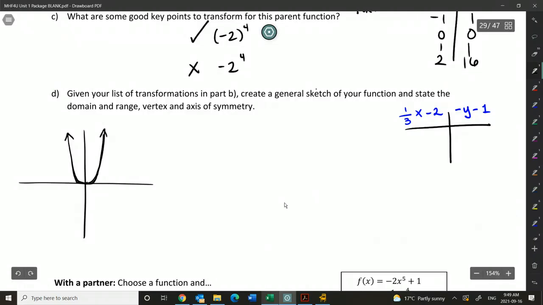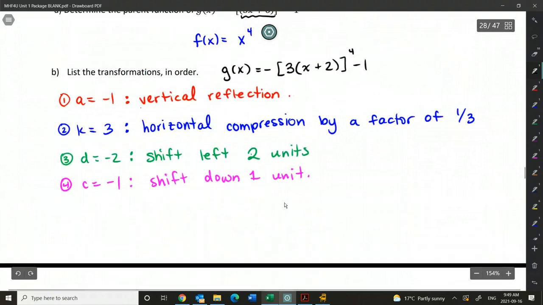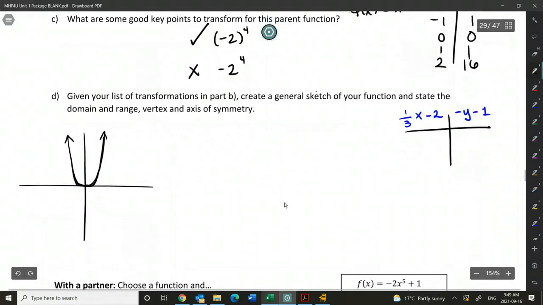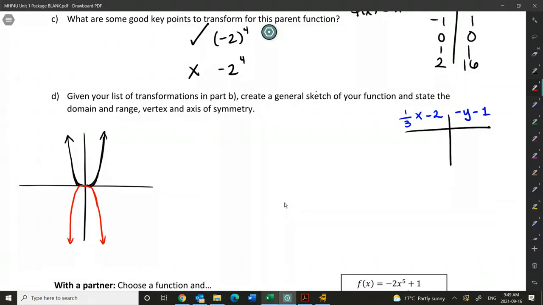And then if we look at our transformations above, we are going to do a vertical reflection. So I'm just going to show this step by step, but then I'm going to erase the steps once I get my final. So I will do a vertical reflection. Then I do a horizontal compression. So imagine you are doing this. So what's going to happen is sort of like this. And then I'm going to do a shift left 2 units and down 1 unit. So take that green graph and shift it left 1, 2, and down 1. And then you'll have your final graph here.